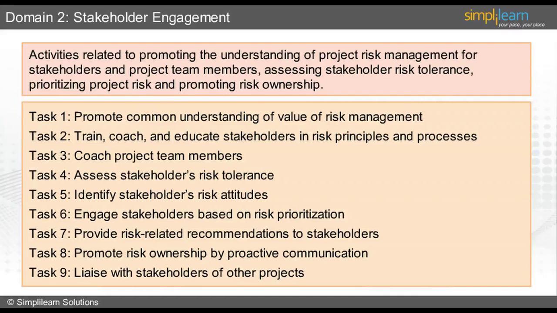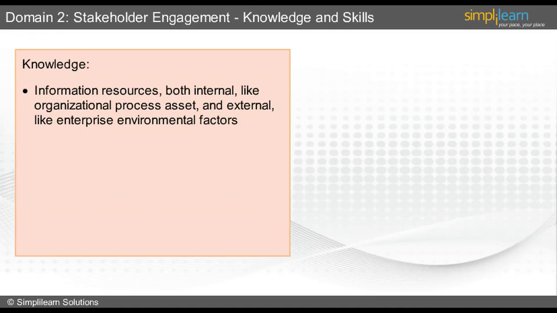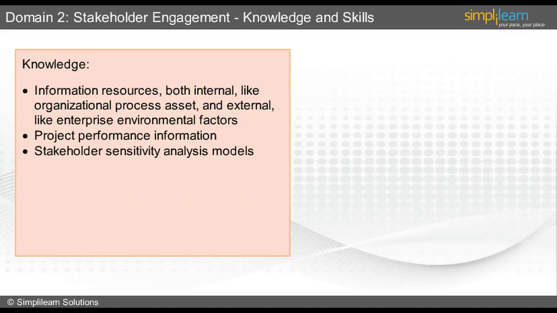The project manager should possess the following knowledge: information resources, both internal, like organizational process assets, and external, like enterprise environmental factors; project performance information, which helps in distributing to stakeholders; and sensitivity models to assess stakeholder attitudes like risk-seeking, tolerance and acceptance. In addition, the project manager should understand how to coach and train the stakeholders about risk management-related topics, and the types of stakeholder risk attitudes like risk-seeking, tolerant and averse.